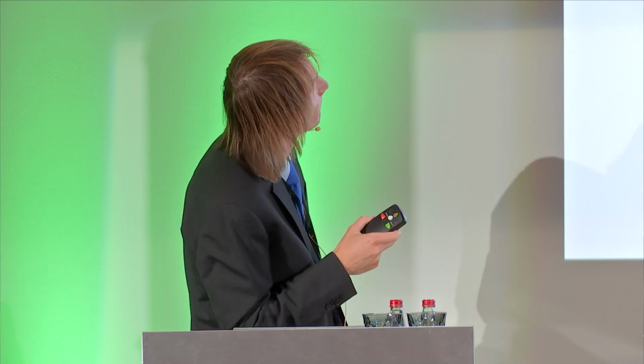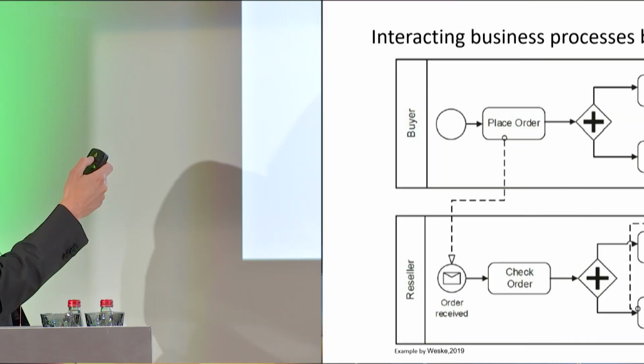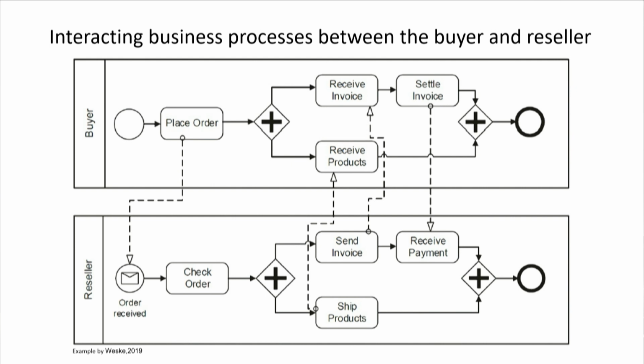So this is an example business process model, where we have placing an order. We have a buyer at the top, and we have a reseller, a company that is selling something. It's a very simple process where the buyer places an order, and then the reseller checks the order and sends an invoice. The buyer receives the invoice, pays the invoice, and when the reseller gets the information about the payment, the shipment is made, and that ends the process. So we actually see two processes here: the buyer process and the reseller process. This is just to understand what the process is like.